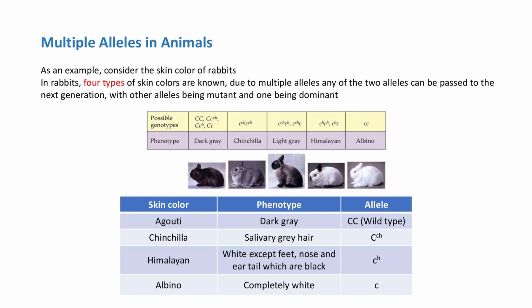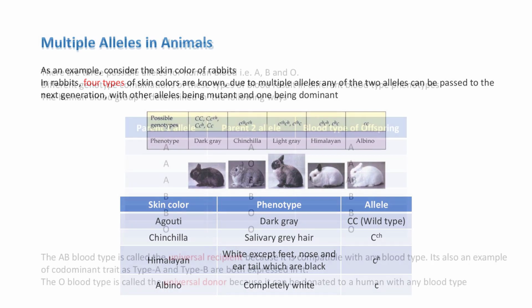Chinchilla has silvery grey hair, its allele is represented by a capital C with superscripted CH. Himalayan is white colored except feet, nose and ear tail, which are black. Its allele is represented by a small c and a superscripted h. Albino is completely white and its allele is represented by a small c.